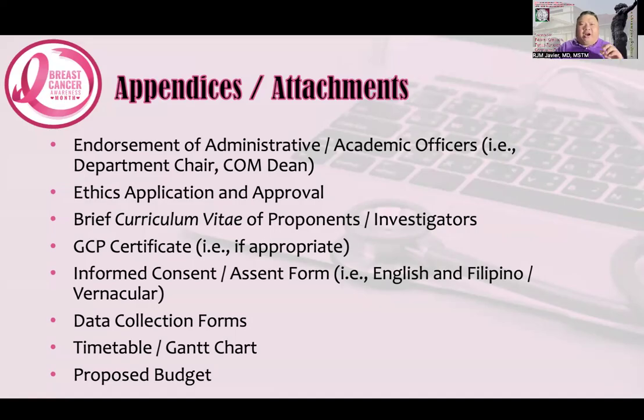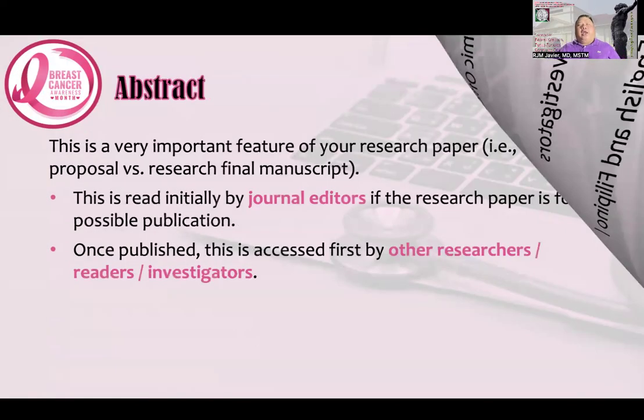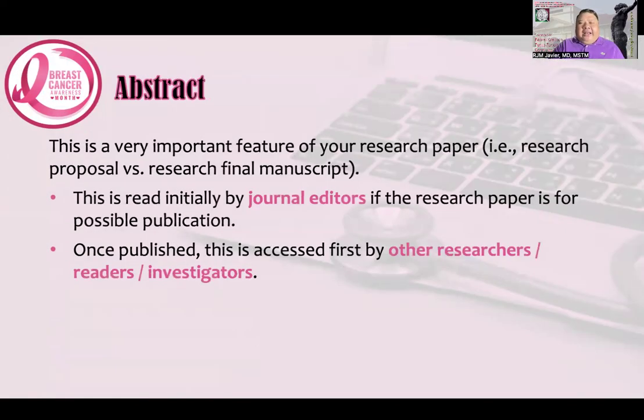Pero kung within UERM lang naman, it's something that is not really required of you. So again, for academic purposes, I'm just putting what we want to see in the appendices if ever you will be submitting your proposals.